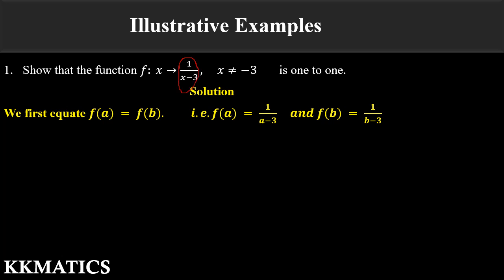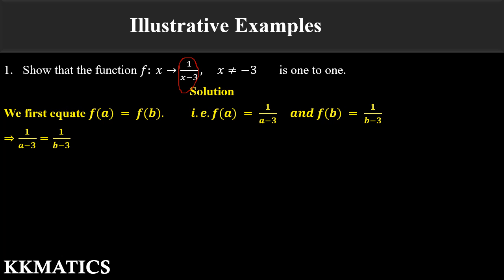So using this function, wherever we have our x, we replace it with a. As you can see, we have f of a, and we replace the x with a, and that's what we have there. And from there, we move on to f of b, and replace the x with b. Right after doing this, the next thing we do is to equate them. Equate f of a to f of b, as you see here in this illustration. So we have 1 over a minus 3 equal to 1 over b minus 3.